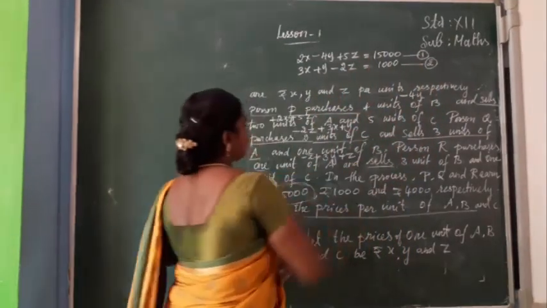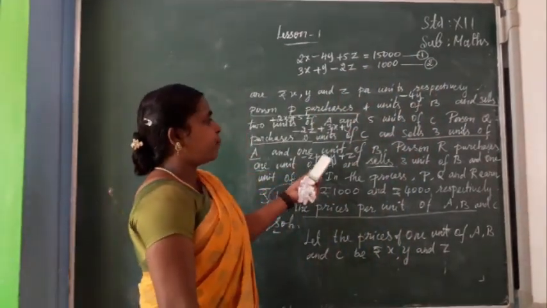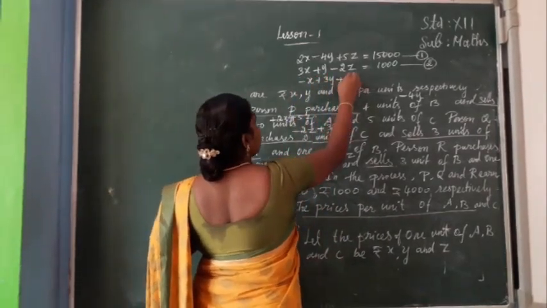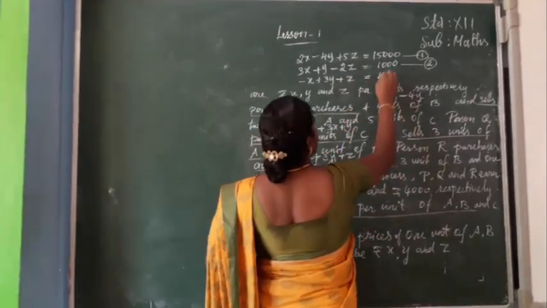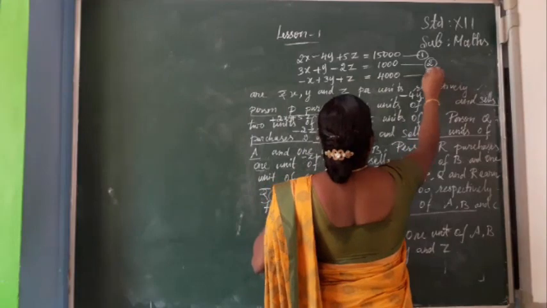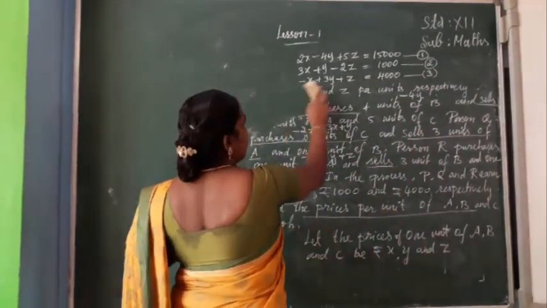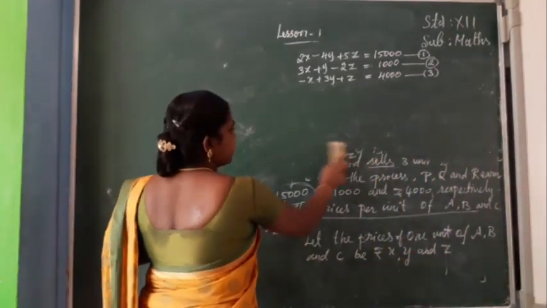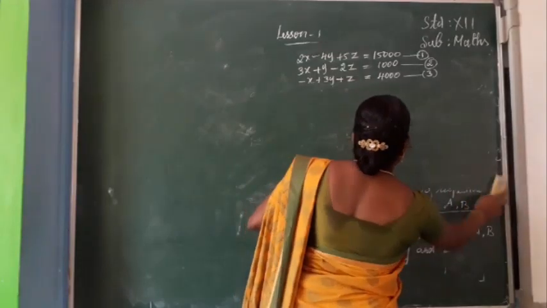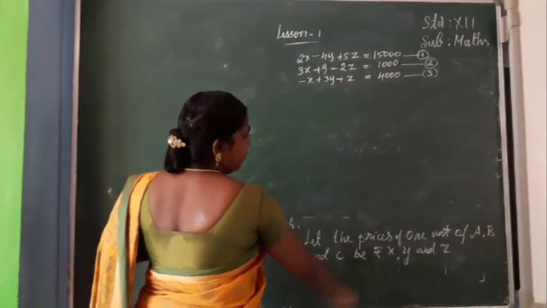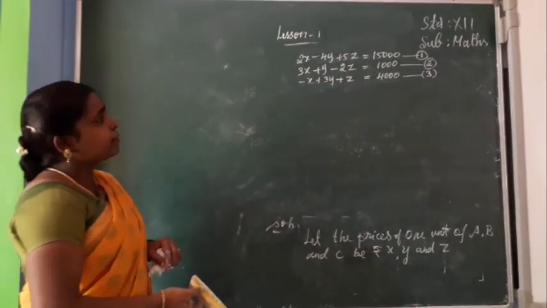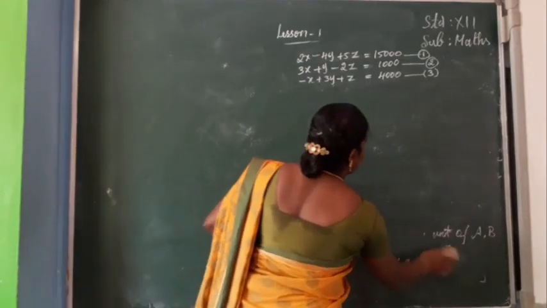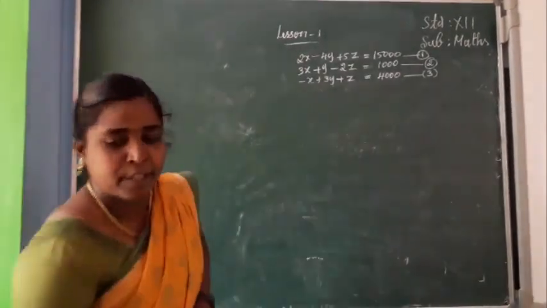Third one is minus x plus 3y plus z equal to 4000. So this is equation 3. Now you have to use the matrix inversion method and find the unknown variables x, y and z. X means price of commodity A, y means price of commodity B, and z means price of commodity C. So you have to use the matrix inversion method only.